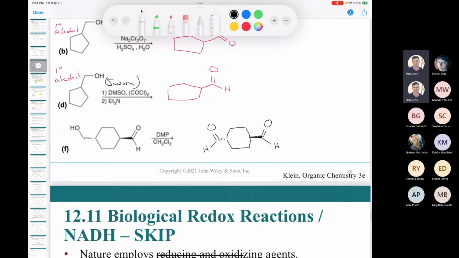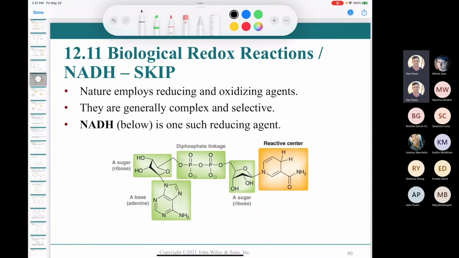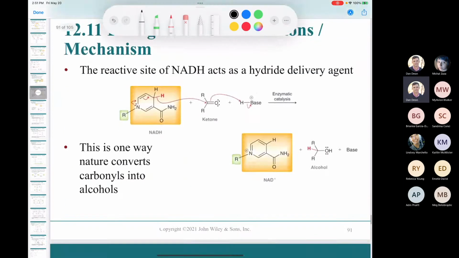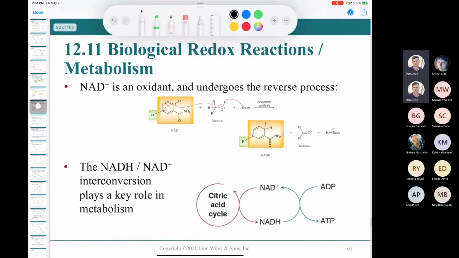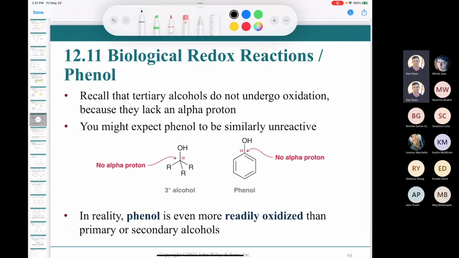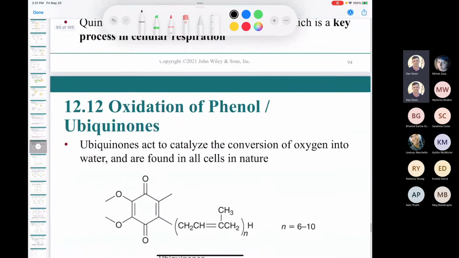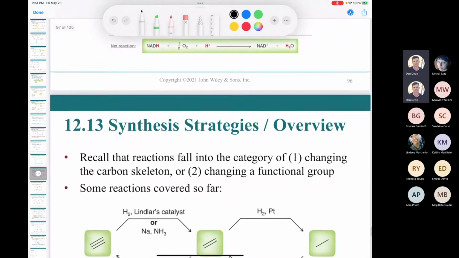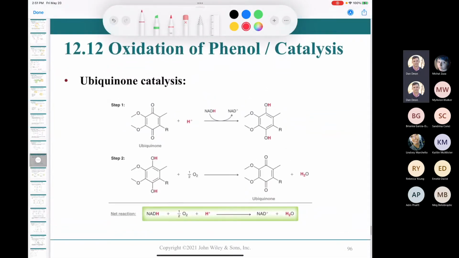That's it. We're going to skip section 12.11, which deals with biological redox reactions. So it talks about nicotinamide adenine, so it talks about NADH and NAD+, and I'm sure you've covered these compounds in biology when you talk about the Krebs cycle. So it talks about how it's reduced, and it talks about the oxidized form. So I'm going to skip all that right now. I'm also going to skip the part about phenol. We don't cover any of that. So don't worry about sections 12.11 and 12.12. They're not going to show up on the quiz.